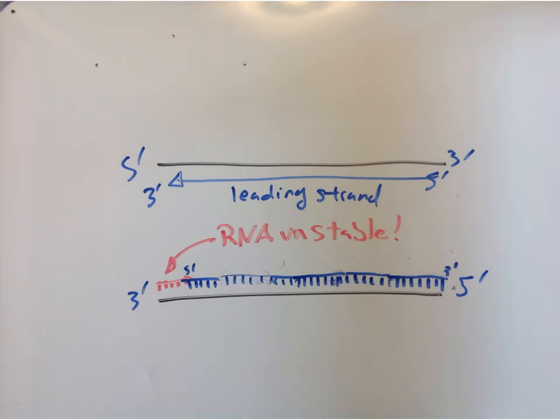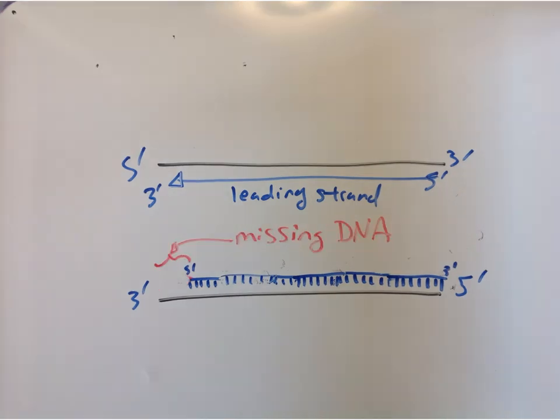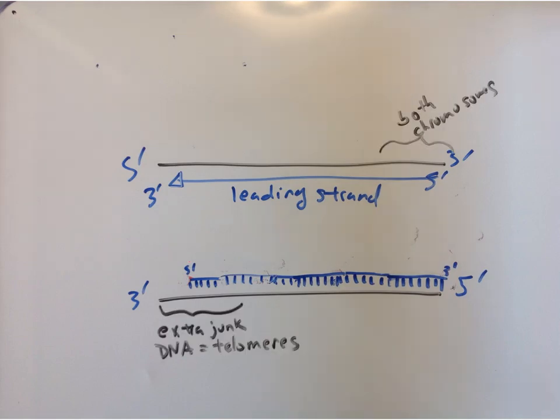But the RNA primer on the very end is unstable. That RNA will degrade, and there will be exposed DNA with no partner on the other side of the double helix. The consequence of this is each time DNA replication happens, the chromosomes get a little bit shorter on the lagging strand. One way organisms deal with this is by having extra junk DNA at the tips of their chromosomes.